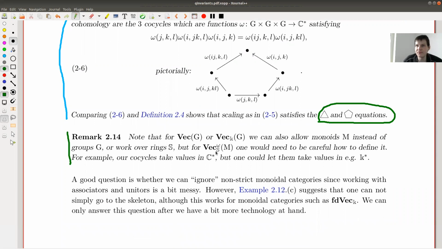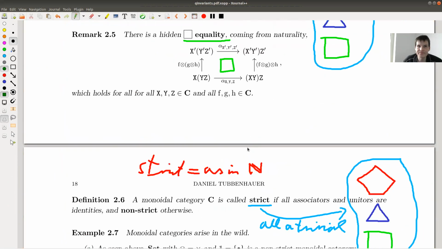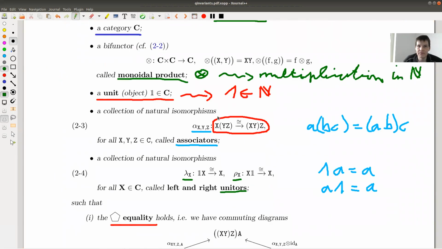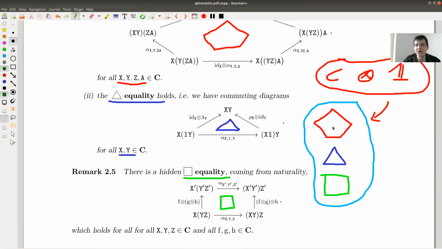Anyway, let me wrap up. So we have this funny definition. A lot of data, some non-strictness coming from the fact that things only hold up to isomorphisms. We have three equalities.